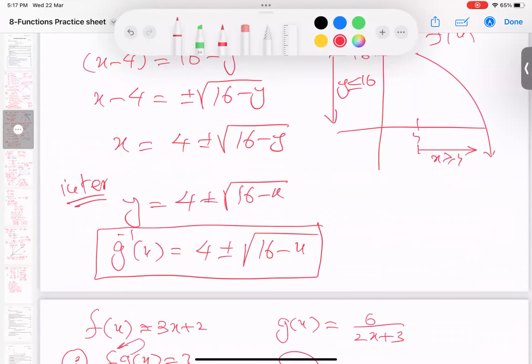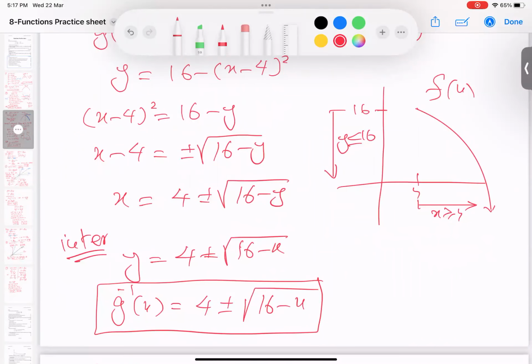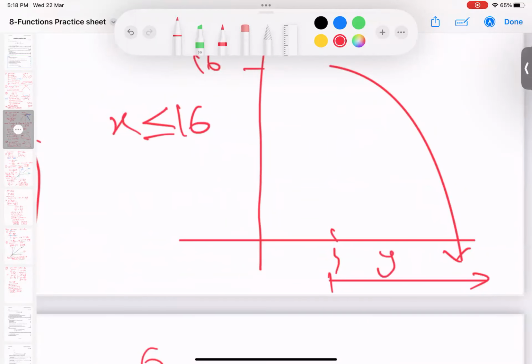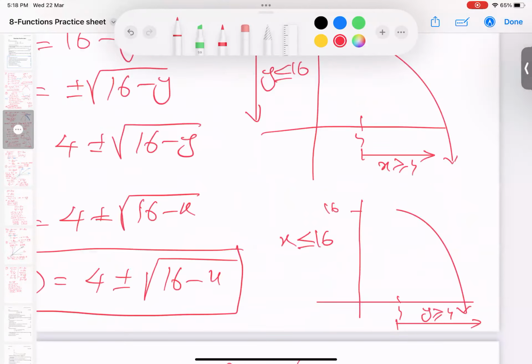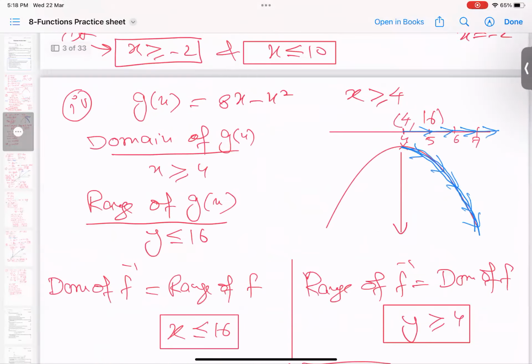Now I do the same story, but for the inverse function, and you know it very well. Have a look here: same number 16, same number 4. The graph is the same, but this time I write here x is less than 16, and here I write y is bigger than or equal to 4. Look at what I have done.